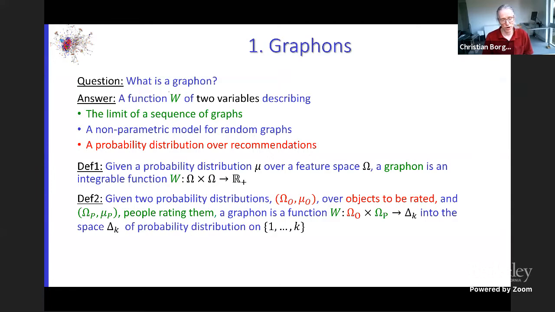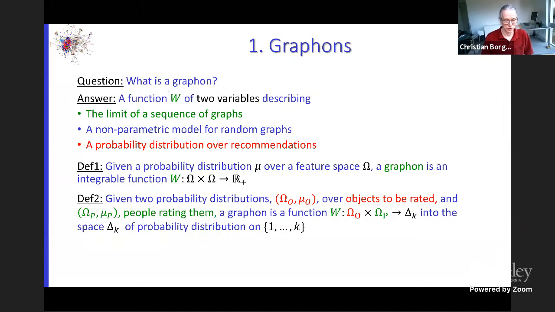A graphon is just a function defined over a probability space. It has two variables, so therefore we have here omega cross omega, and it should be integrable to make it sort of tractable.